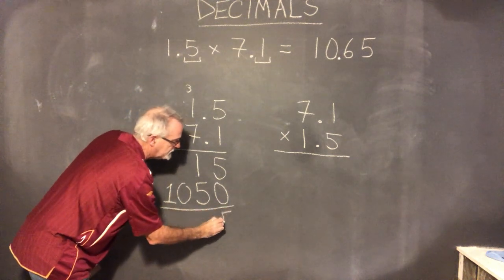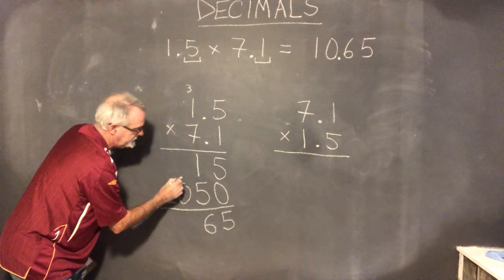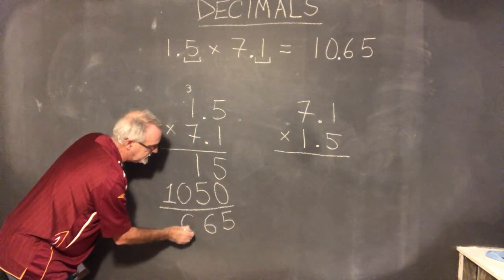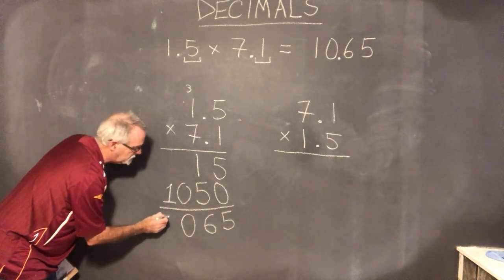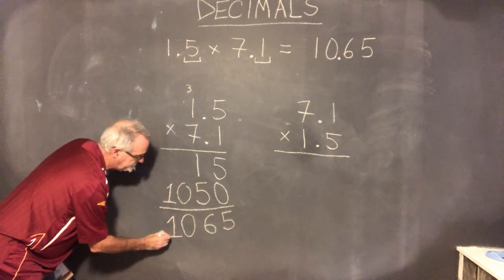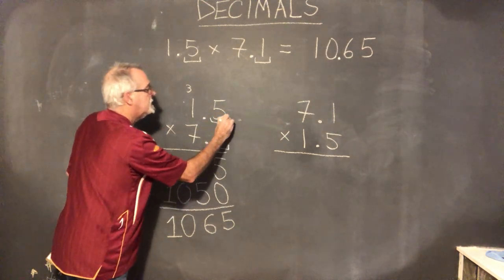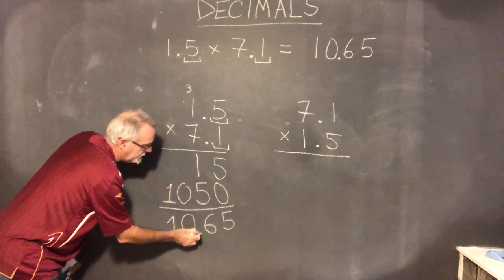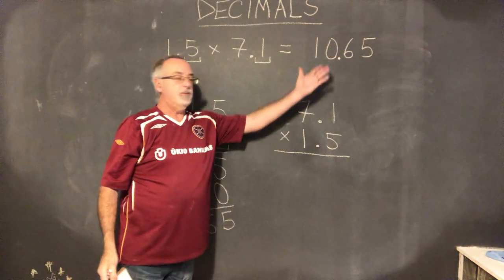5 plus 0 is 5. 1 plus 5 is 6. 0 plus 0, or 0 plus nothing, is 0. 1 plus 0, or 1 plus nothing, is 1. And then I count digits. 1, 2. I need 2 digits to the right of the decimal. So 10.65 is my answer. And I feel even more confident in this.